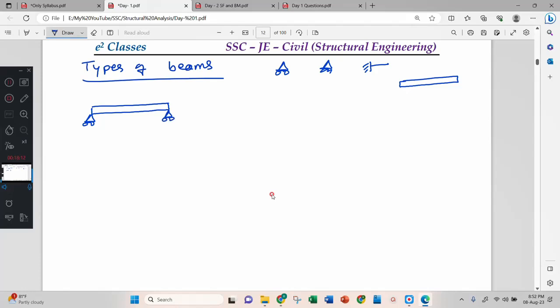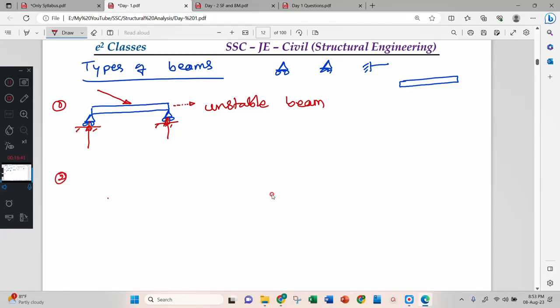Now we have to make some arrangements. For example, this is one beam with rollers on both sides. This has two reactions. This is an unstable beam. Unstable, why? Because when I apply some horizontal load, this beam will move. It is not stable, it will move in this direction. Correct?